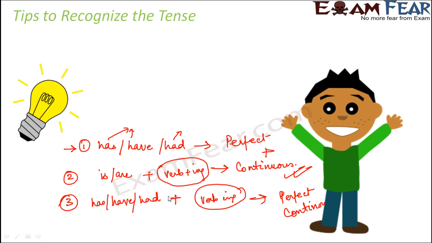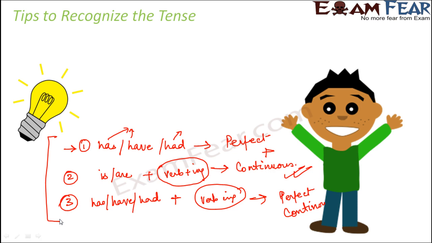the perfect continuous form. So if you have had been working, that would be past perfect continuous. If you have will have been working, that would be future perfect continuous, because will means future and then have been working, so perfect continuous. So if you remember these 3 tips, you can very easily identify whether it is perfect or continuous or perfect continuous. And finding out present, past or future is anyways easy.